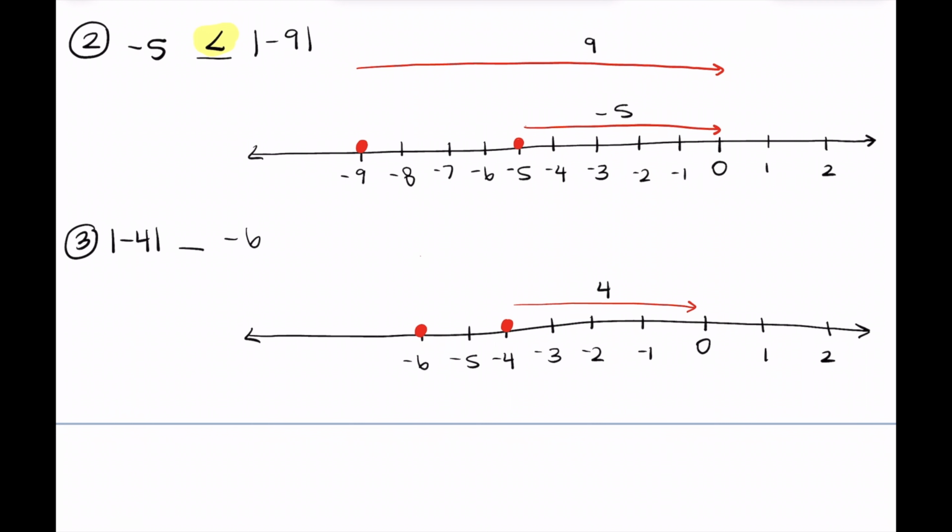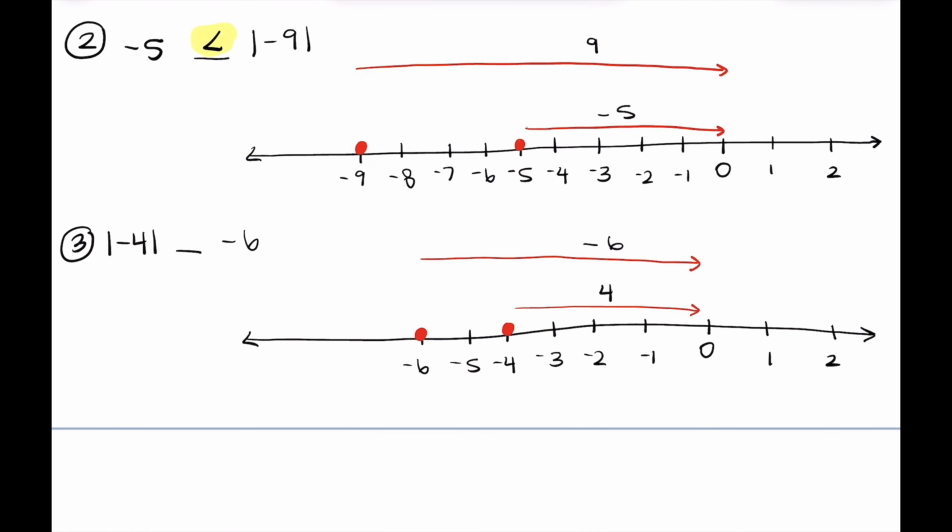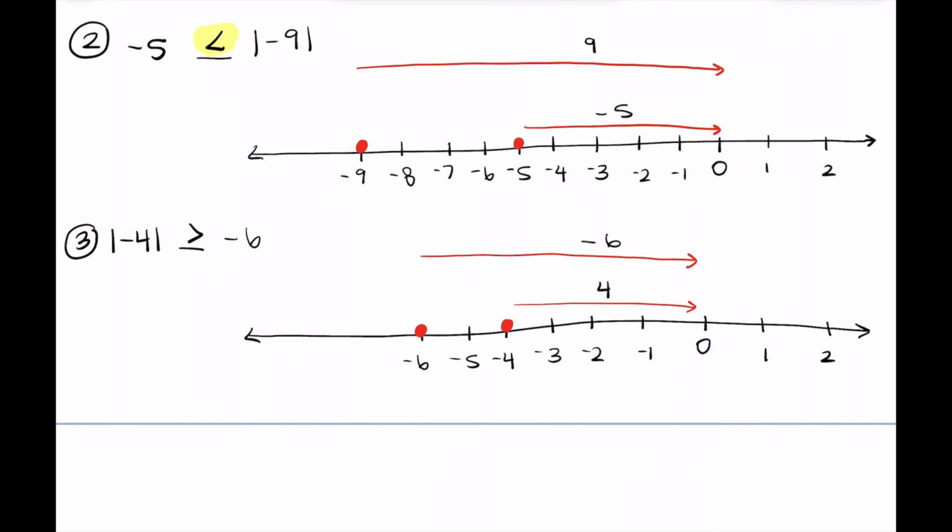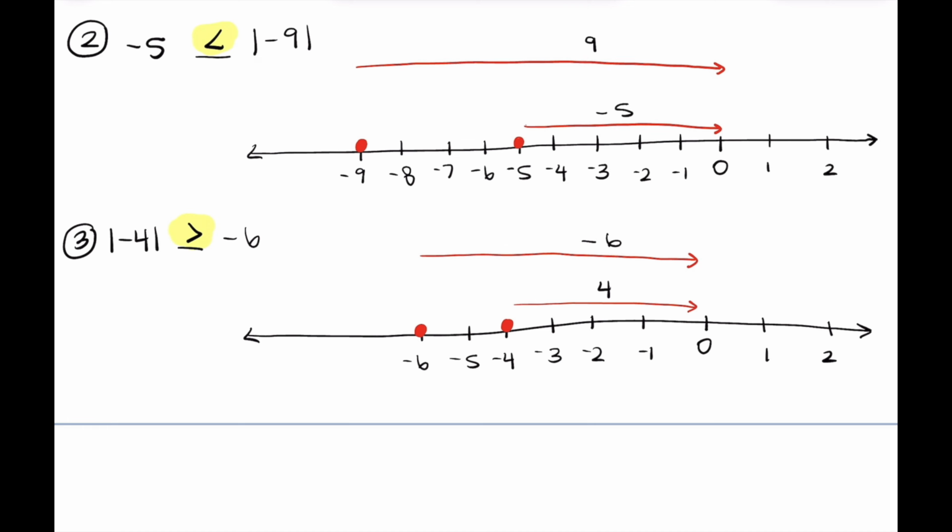The negative 6 does not have an absolute value bar, so that would make its value negative 6, right? Since it's 6 units to the left of 0. So if we're comparing 4 and negative 6, we know that 4 is greater than negative 6. So the answer for number 3 would be that the absolute value of negative 4 is greater than negative 6.